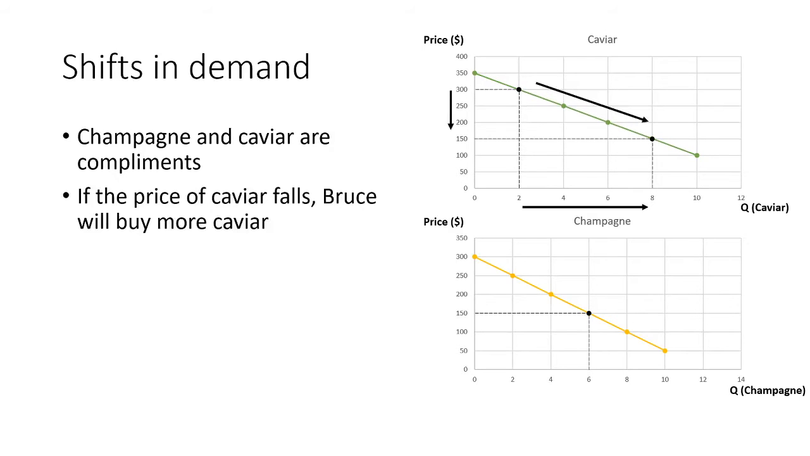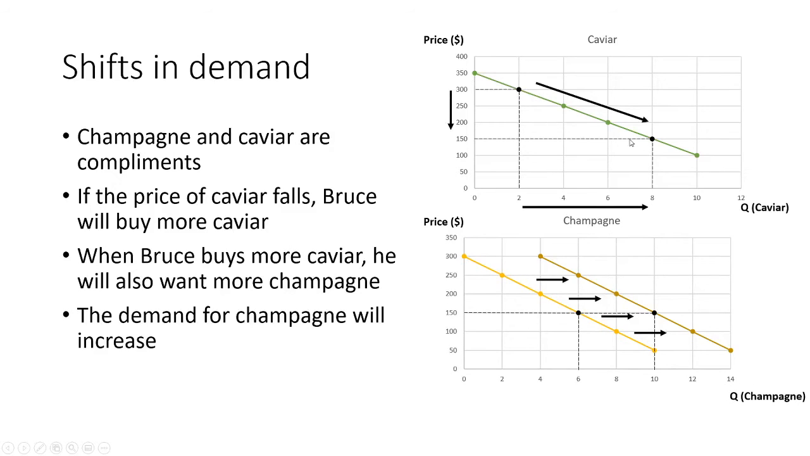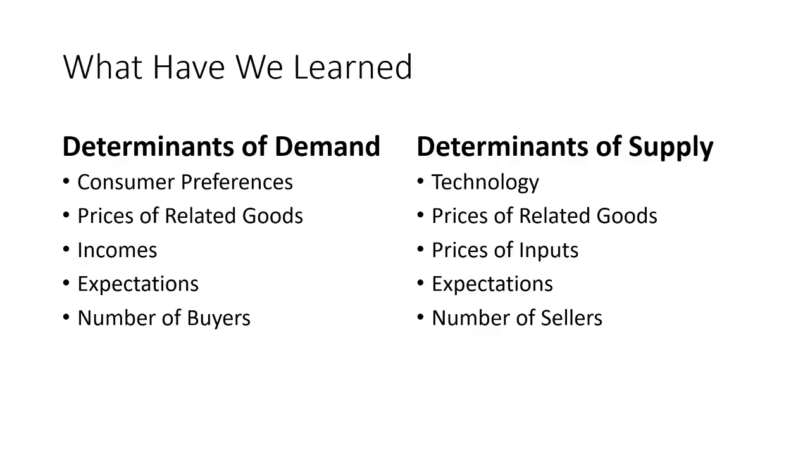Now, if the price of caviar falls, Bruce is going to buy more caviar. This is his demand curve. Price goes down. He's just going to buy more. That's all it is. It's an increase in quantity demanded. Now, because the price has fallen, he has decided to buy more caviar. Because he's bought more caviar, he's going to want more champagne. So, price of caviar falls, boom, increase in the quantity demanded. But over here we have champagne. Because we have more caviar, our demand for champagne has increased.